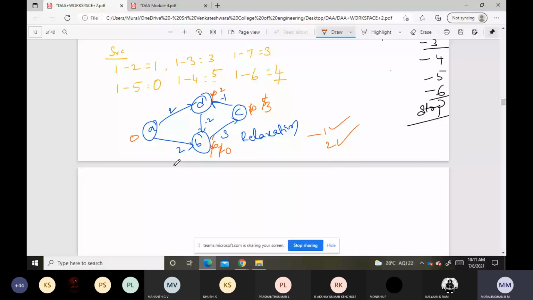So 0 plus 2, 2, okay, it will not change. 0 plus 3, so 3, it will not change. 3 minus 1, 2, it will not change. 2 minus 2, 0, it will not change. So 3 cycles have been finished. But in the third cycle, it is left unchanged. Okay, it is working now.